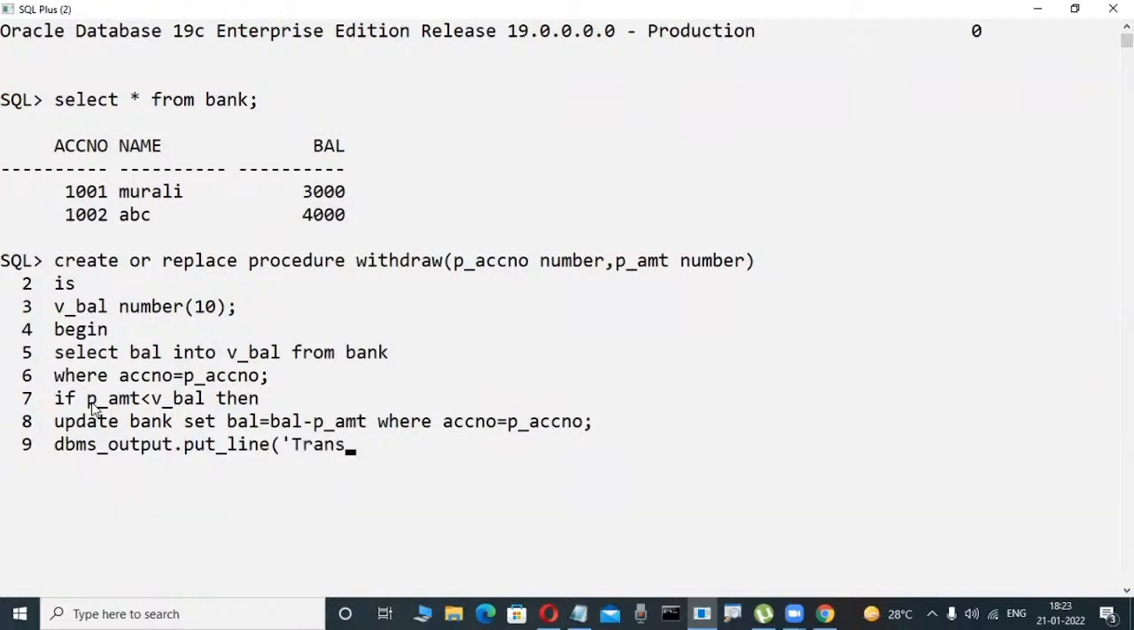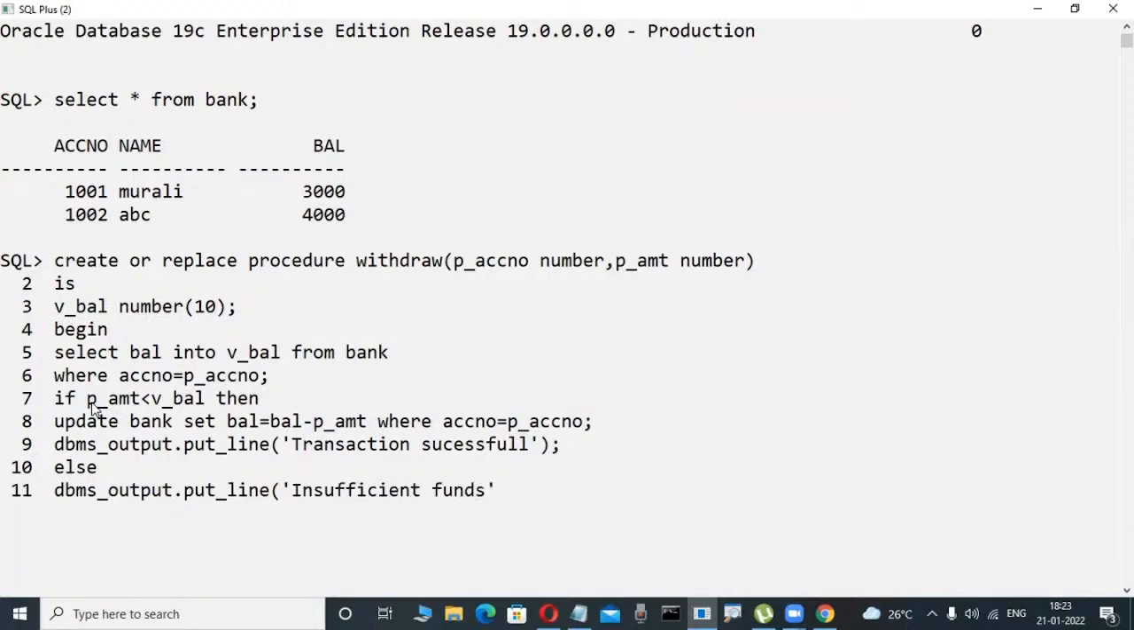Transaction successful. Don't worry about this one, just observe it here. Else, simple coding, some coding is there. And now check it out here: insufficient funds, else insufficient funds. Okay, some codings are there. This is not a difficult coding, it's easy.